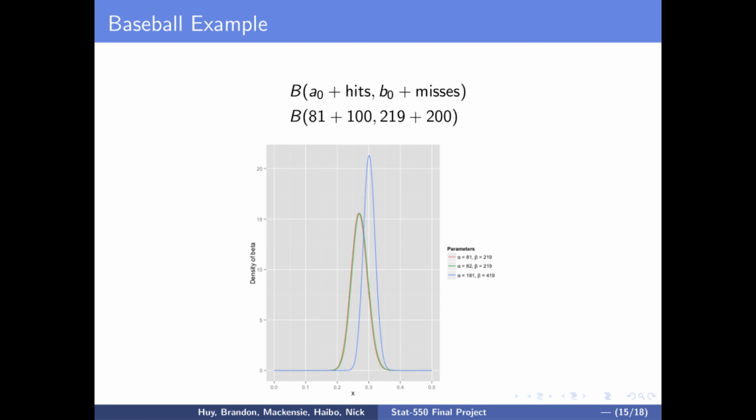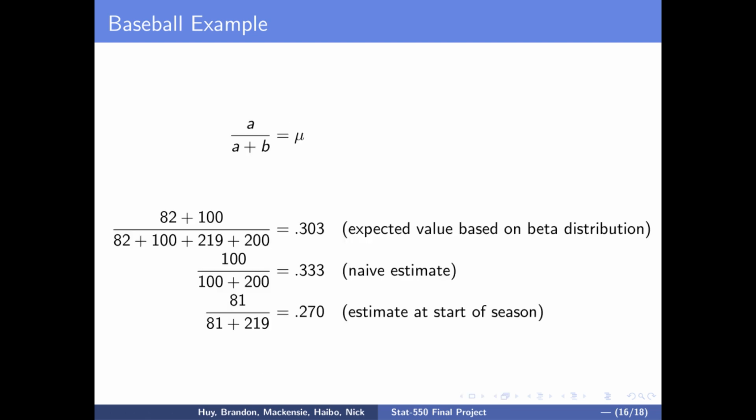As you can see on our last slide, our updated estimate results in about a .303 batting average, while our naive estimate is at a .333 average, and our original estimate to start the season is a .27 average. This is because, using the A naught and B naught values, we give the batter a quote-unquote head start, as David would say, to the season, knowing that we have a predicted value of what the average should be.